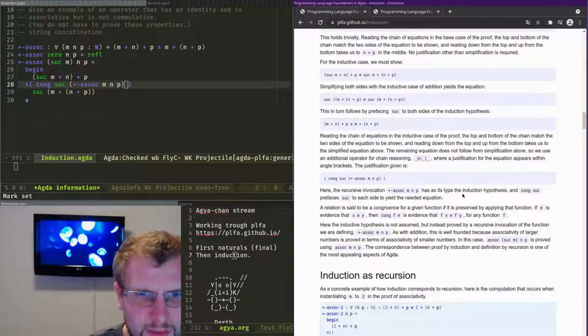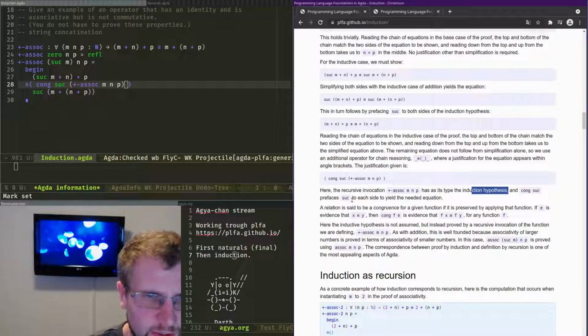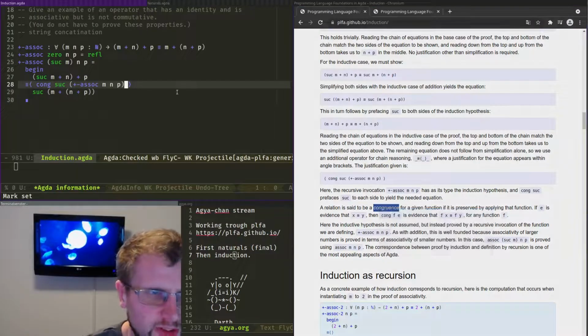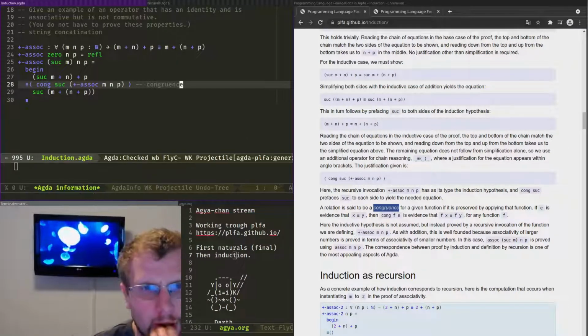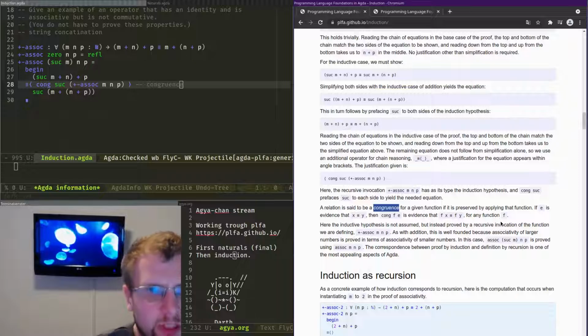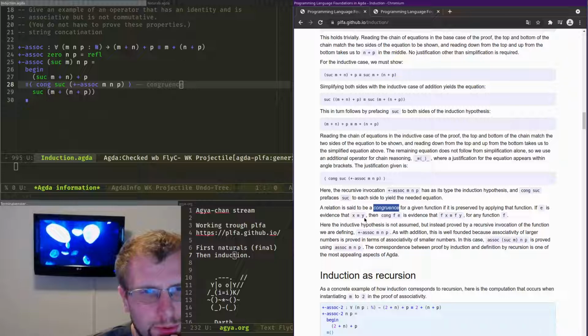Has its type the induction hypothesis. Okay, conc suck prefaces suck to each side to yield the needed equation. Oh yeah, conc fixes things. Cool. A relation is said to be a congruence for a given function if it's preserved by applying the function. Let's make a note. If E is evidence that x equals y, then conc f E is evidence that f x equals f y.